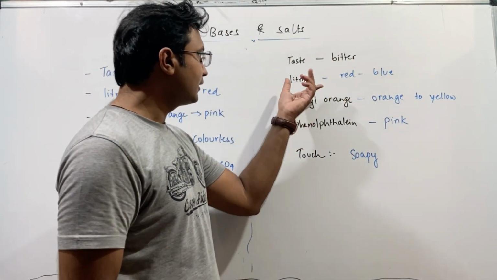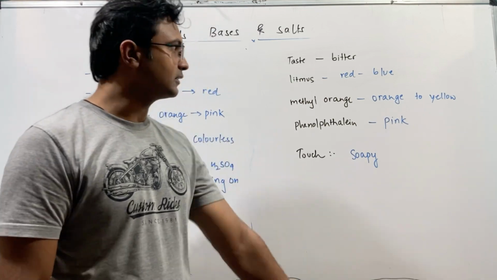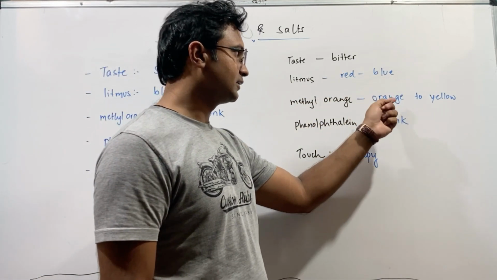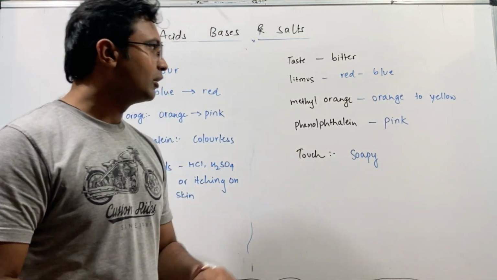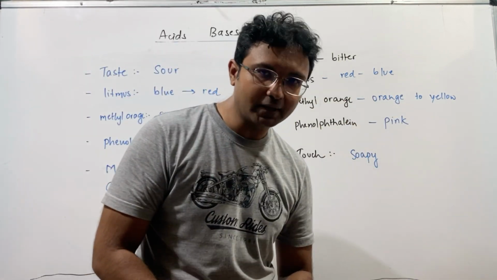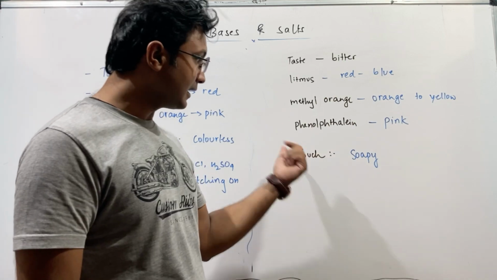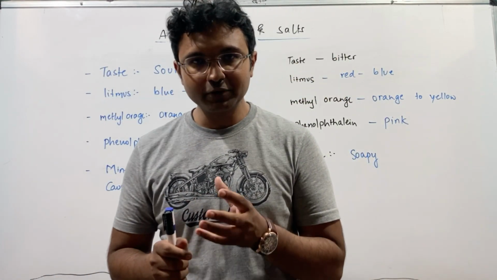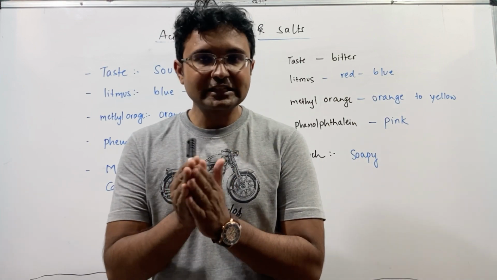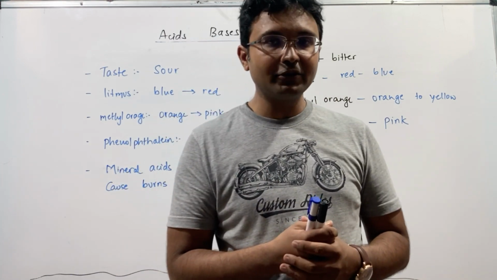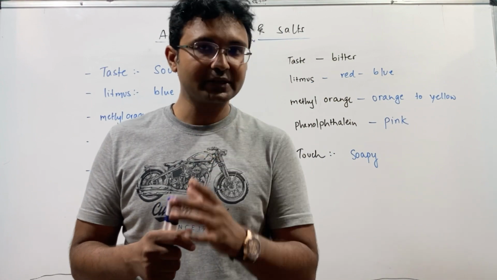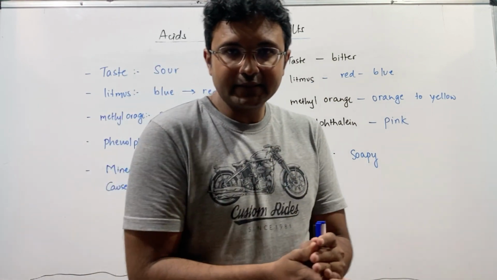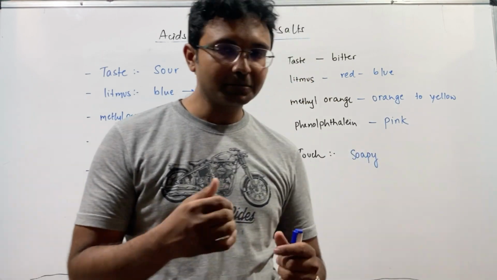In a similar way, litmus of base turns red to blue. Methyl orange turns orange to yellow, and phenolphthalein shows pink color, right? And lastly and very important, it is soapy. That means if you see regular routine soap, it is sticky because of the presence of alkali or bases like NaOH that are present in the soap. That makes it soapy or sticky in nature, while acid causes burns.